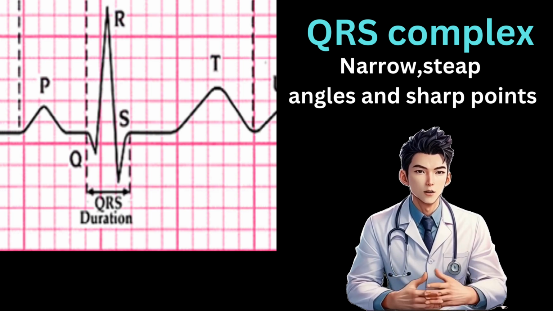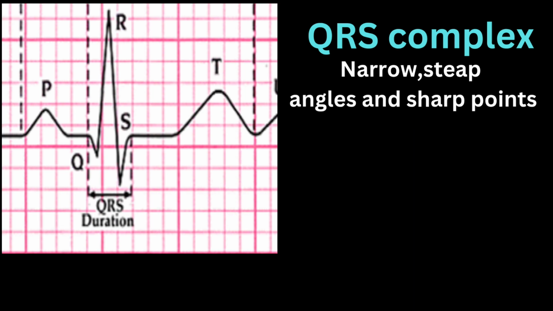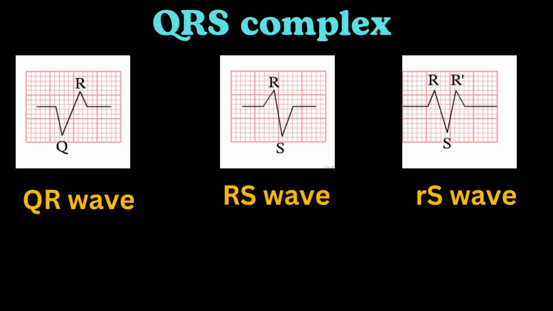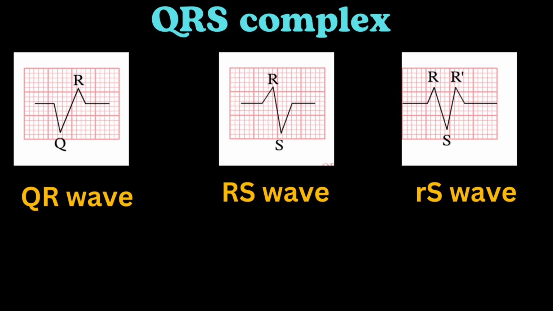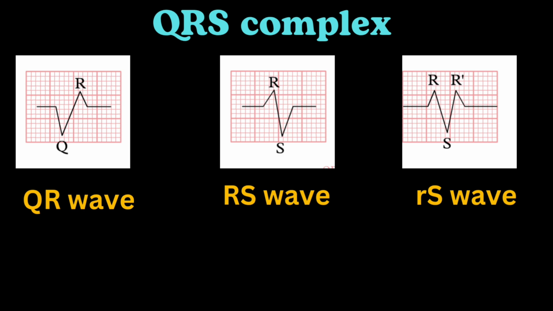Now, a QRS complex can present in different forms. A QR wave, where the Q wave is present, the R wave is present, and the S wave is absent. That is called a QR wave. Another form is the RS wave, where the Q wave is absent, and there is a huge S wave, written as small r and S wave. So these are all the different forms of QRS complexes.